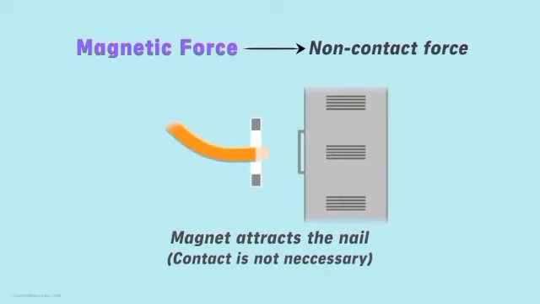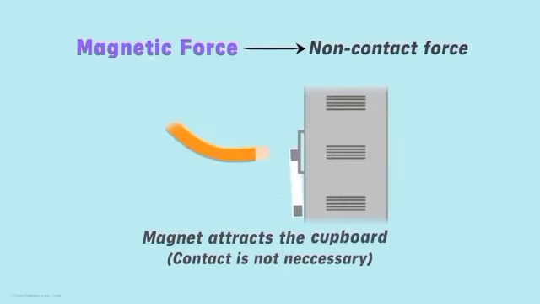Now if you bring the magnet close to your iron cupboard, you will get the same results. As you move this magnet closer and closer to the iron cupboard, the magnet will be attracted towards the cupboard itself and vice versa. However, in this case, it is the magnet which will shoot out of your hand and stick to the cupboard.